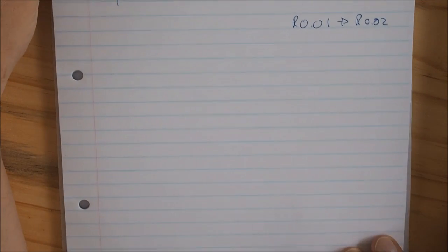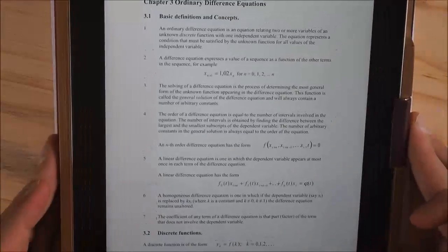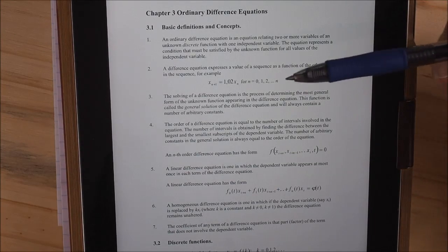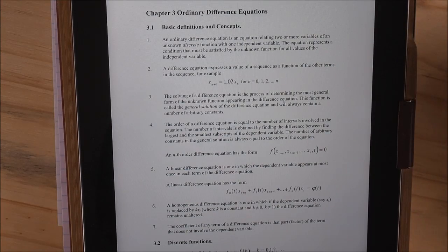Okay, so hopefully that's a clarification of discrete and continuous. Essentially what we're doing here is introducing difference equations. Difference equations are the discrete analog of differential equations. And, well, what do we have? An ordinary difference equation is an equation relating two or more variables of an unknown discrete function with one independent variable. The equation represents a condition that must be satisfied by the unknown function for all the values of the independent variable. So all we're saying is that there's some unknown function which we're looking for. This is the solution to our difference equation, and it must satisfy the difference equation at all points.